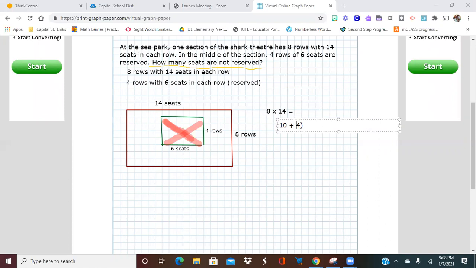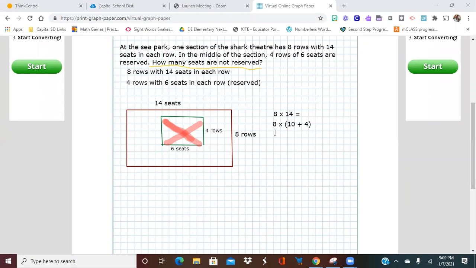I'm still multiplying that by the number 8. So now I have 8 times 10 plus 4. If you don't have this written down, go ahead and write this equation down with me, and I'm going to talk us through it as we solve it, okay?